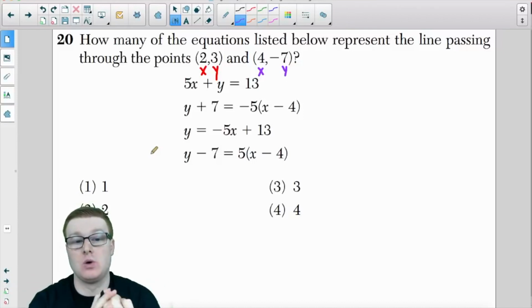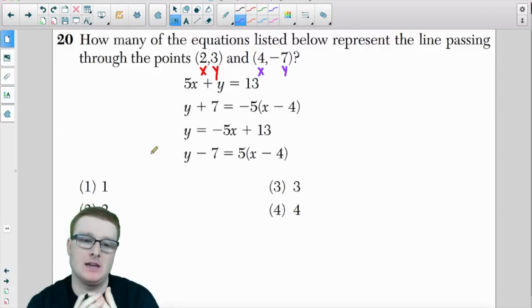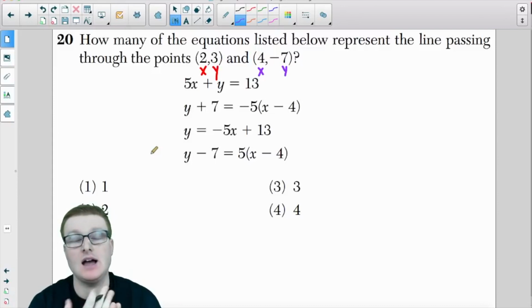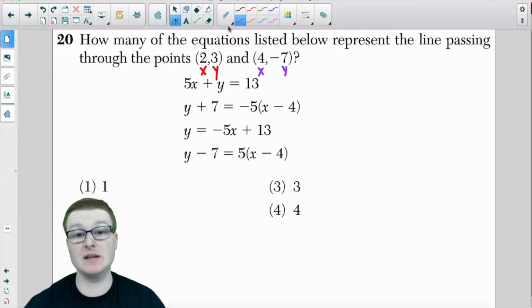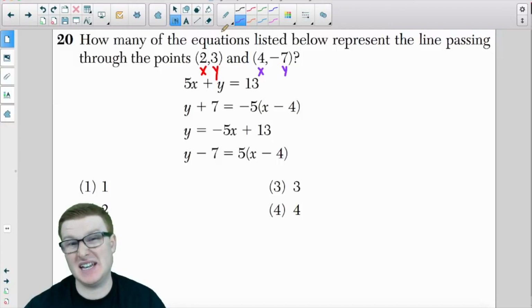I'm going to show you both ways. I'm going to show you on the graphing calculator, and I'm going to show you how to do it algebraically. Just because you might not have the TI Inspire, which is another reason why you should get it, you might have the TI 84 or 83 or something else.